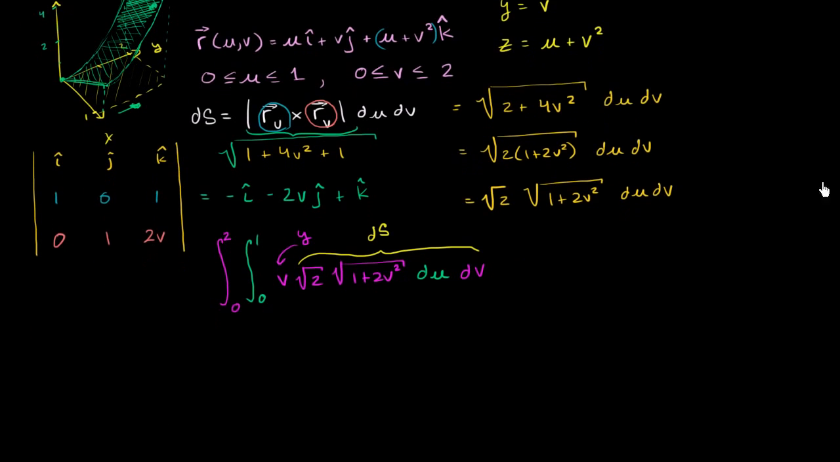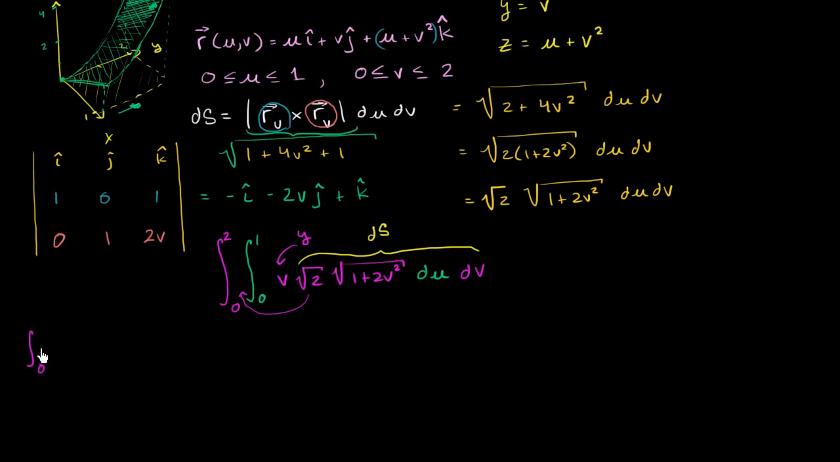And the u and v variables are not so mixed up, so we can actually separate out these two integrals, make this a product of two single integrals. The first thing, if you look at it with respect to du, all this stuff in purple is just a constant with respect to u, so we can take it out of the du integral.